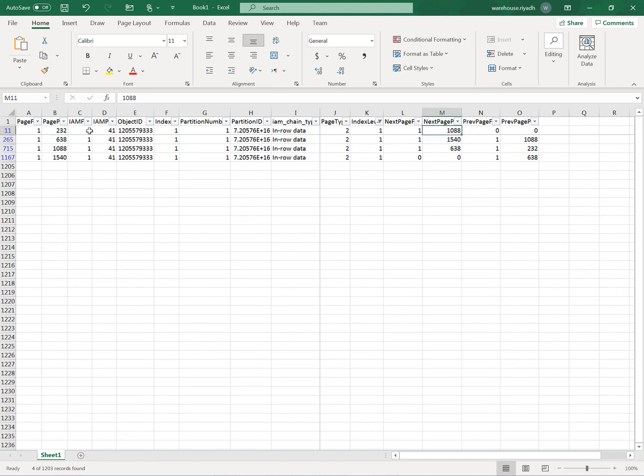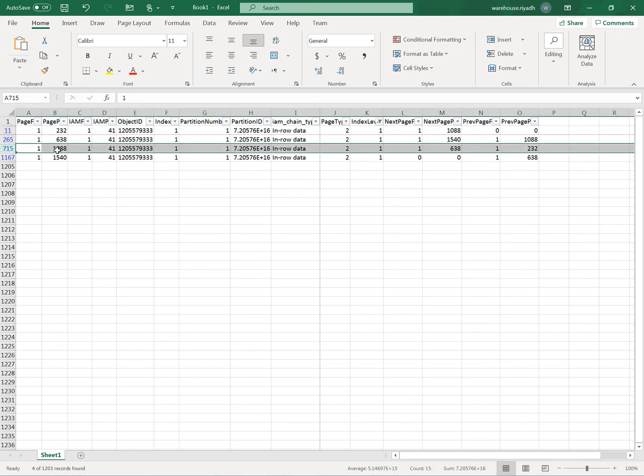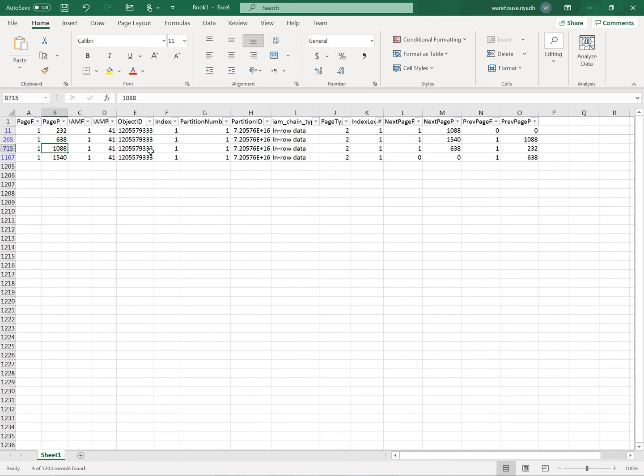This is the next logical page of page 23, and then it will go to 1088, which is here. The 1088 page, the storage engine will read all the records from this page, and when the records finish, the storage engine will go to the header of this page and find what the next page is: 638.